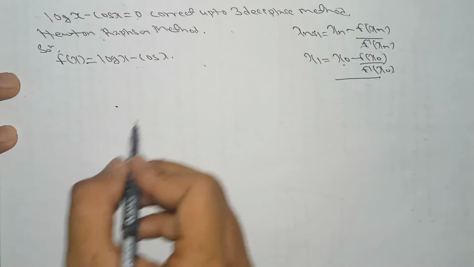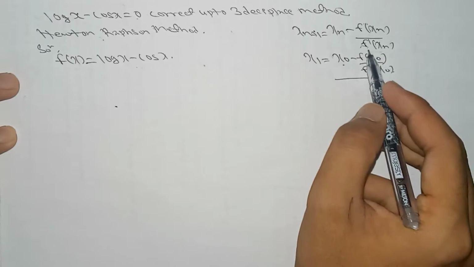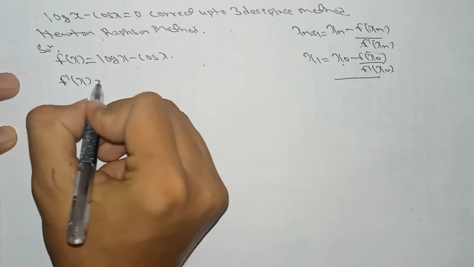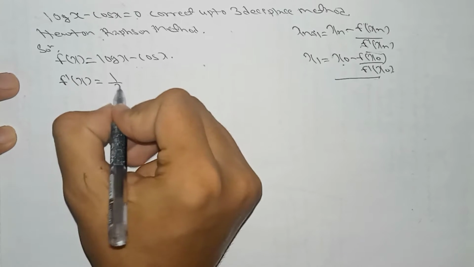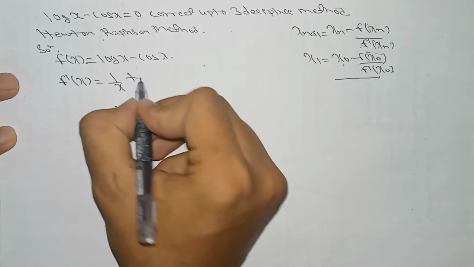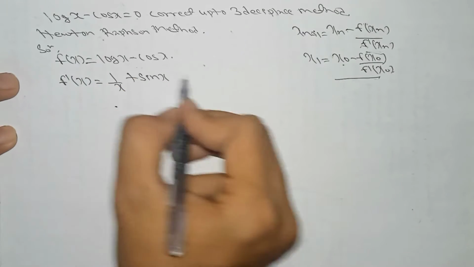So now here we have f and f dash. We can find f dash of x: the derivative of log x is 1 by x, and the derivative of cos x is minus sin x, so minus minus becomes plus. So this is the derivative of f of x.